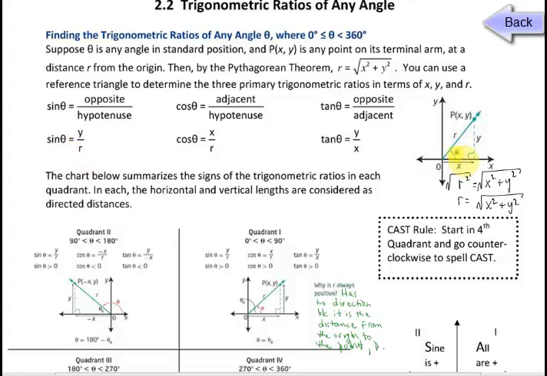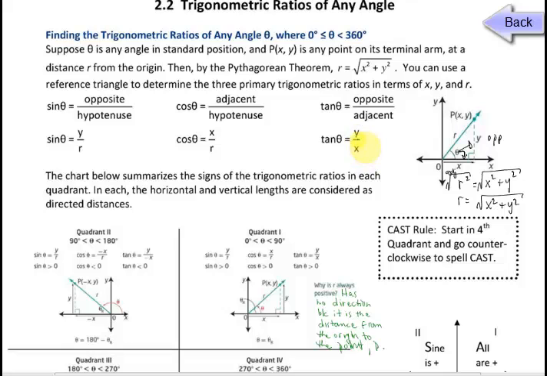Alright, so let's take a look at why sine of theta is y over r. If you look at your diagram, here's our angle, and opposite to our angle is y. And so because sine is opposite over hypotenuse, we go y over r, and so in the first quadrant sine of theta is y over r. And cos of theta is x over r because the side adjacent to theta is x, and so by definition cos of theta is adjacent over hypotenuse, so therefore x over r.